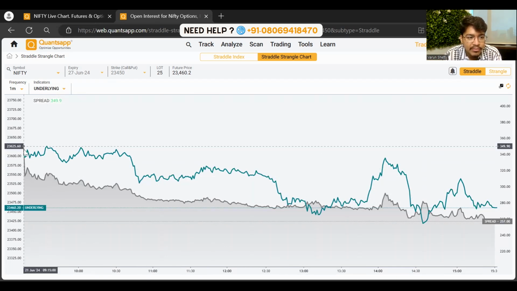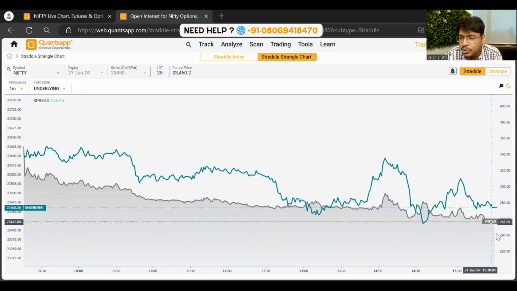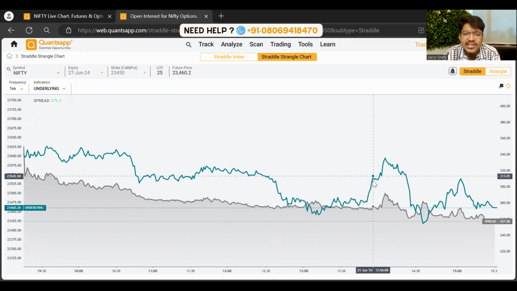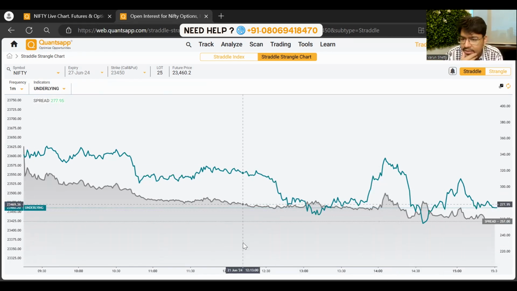So the straddle premium at around 920, let's say we sold at around 920. What was the straddle premium? It was 316 rupees, the straddle premium at 920. And currently the straddle premium is 257, which is decent, right? You have made decent money by selling a straddle today.